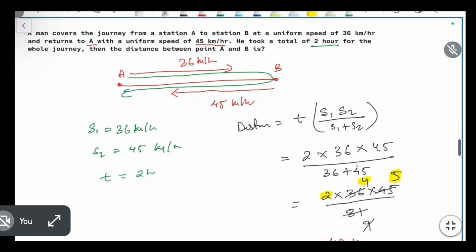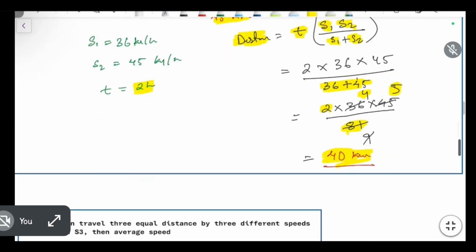So I've just used the formula here. 36 kilometer per hour is speed 1, speed 2 is this one, and the time taken is given as 2 hours. So the formula for the distance between A and B is time taken into speed 1 speed 2 divided by speed 1 plus speed 2, and I'm just putting in the respective values. I first find the sum of these two, which is 81, and I reduce it. We got 40 kilometer, which is the answer here.